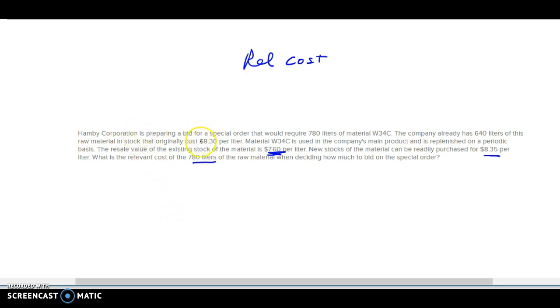Okay, so we have the original cost, and it's used in the company's main product and is replenished on a periodic basis. The resale value of the existing stock of the material is $7.60 per liter. So what is the relevant cost? Pause the recorder, think about that for a minute, and I will come back to you.